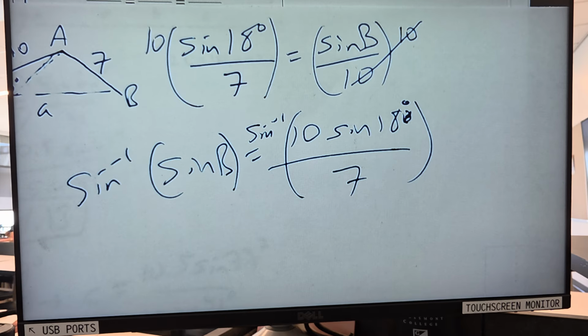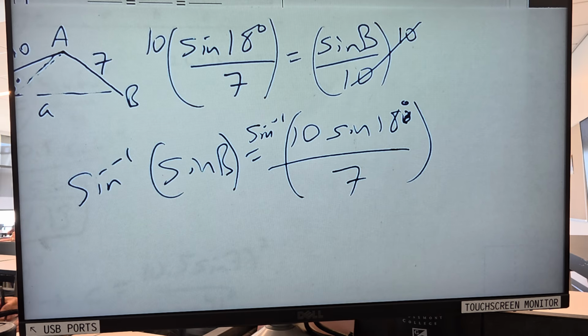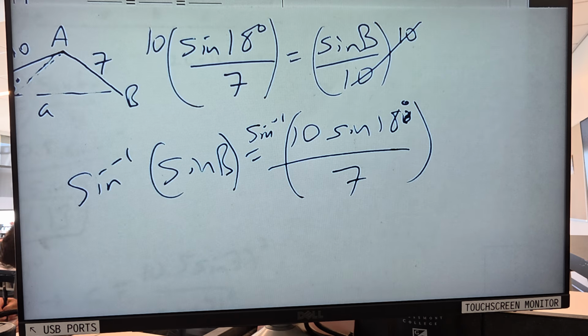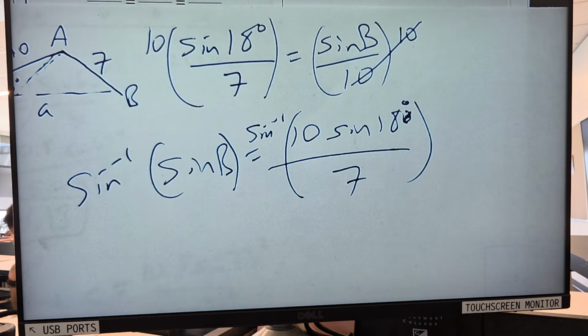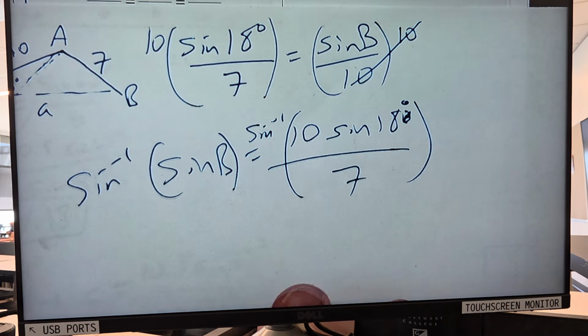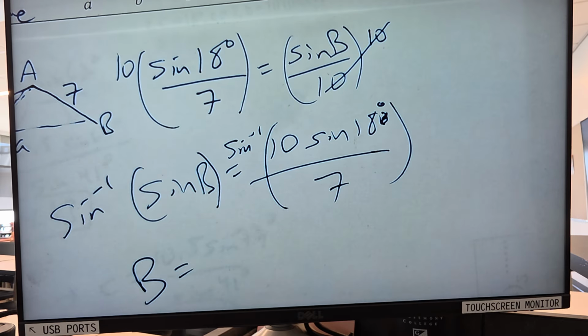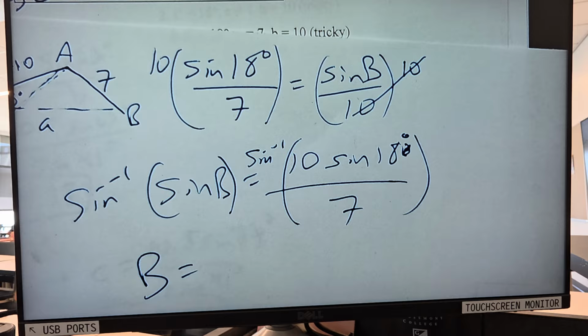Try to plug that in your calculator if you have one. Make sure you're in degrees. Notice we're basically going to do these kinds of problems with degrees, because radians would just make it look worse. And they're specifically triangles, so we might as well use degrees. Try to plug that in your calculator and see what we get.